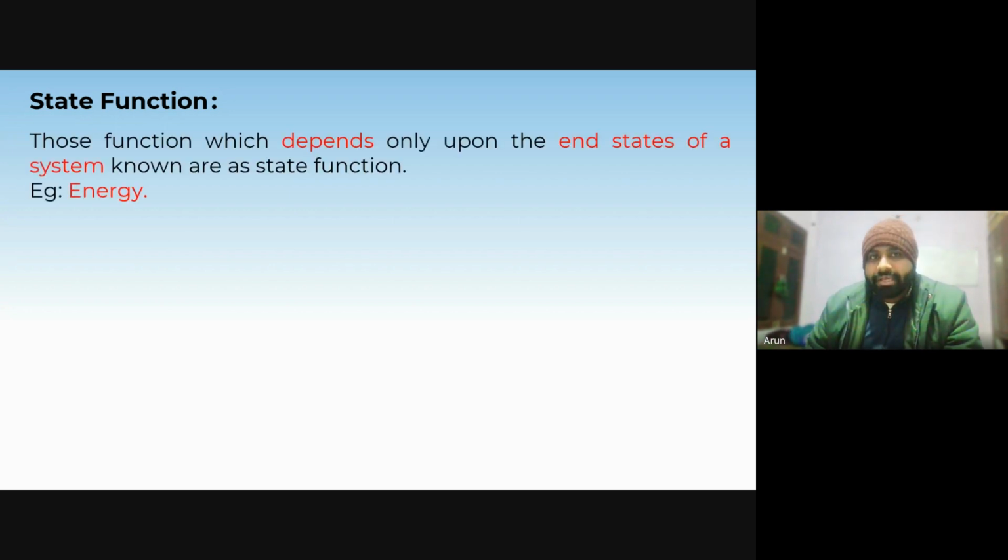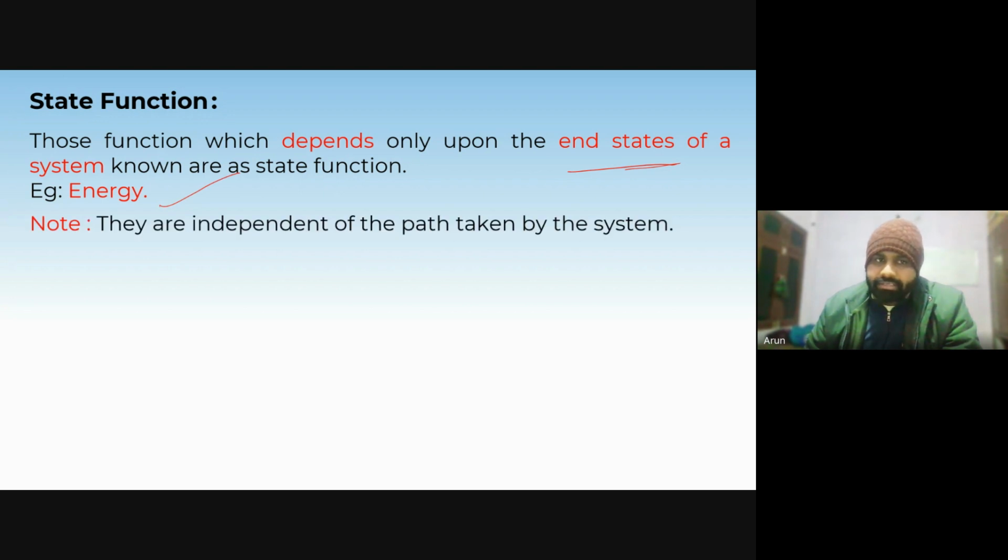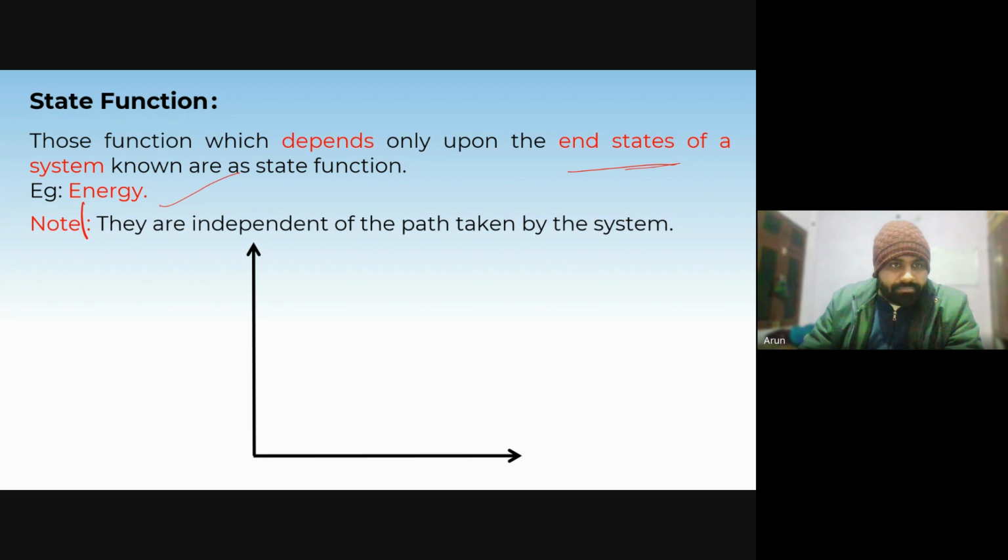In the definition also you can see, those thermodynamic properties which depend only upon the end state of a system are known as state functions. An example for that is energy. Energy will only depend on the state of that thermodynamic system. It does not depend on how we have achieved that state, which means it is independent of the path that we have taken to reach that state. Got it? It's a very important thing to note.